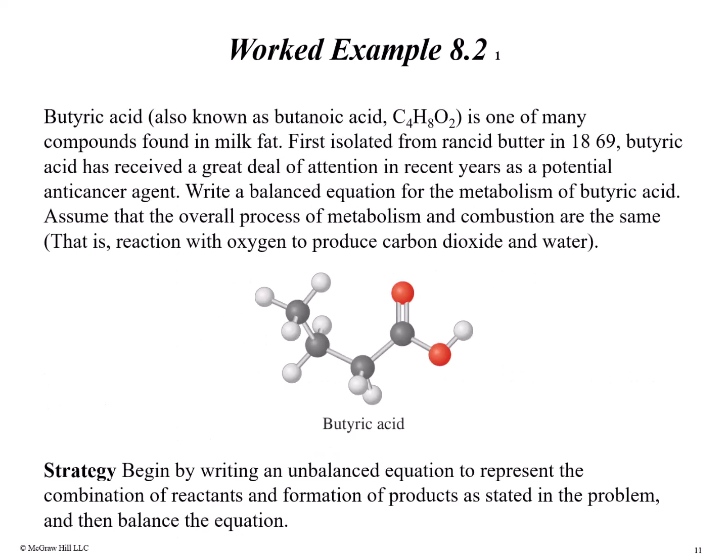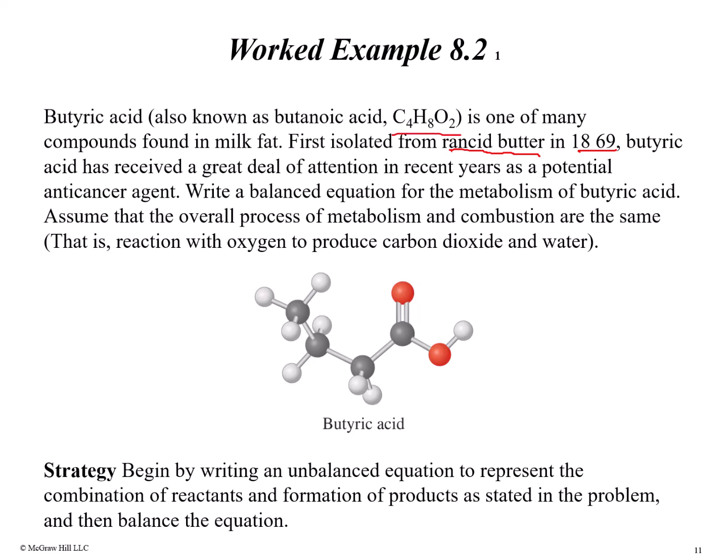All right, let's look at another problem. So we got butyric acid, also known as butanoic acid. This is what makes butter taste like butter. So in 1869, they isolated butyric acid in rancid butter. Rancid butter is after the butter goes bad. It's got a real sour taste to it. It really stinks. And I don't expect you to know the chemical formula for butyric acid or butanoic acid.